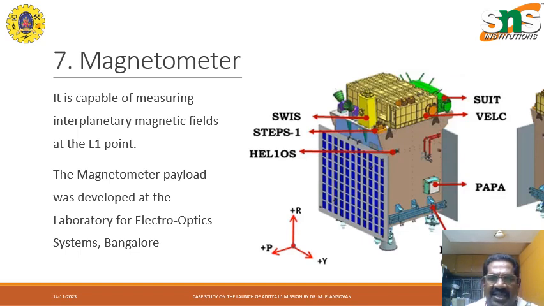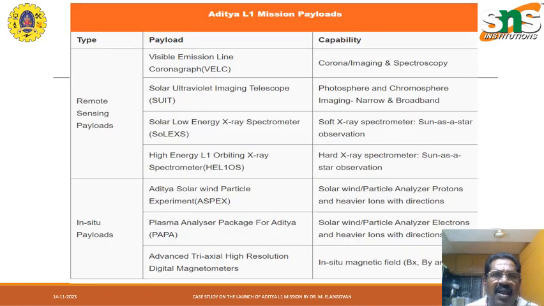All these are the 7 payloads. Now, the payloads can be divided into two. One is remote sensing payloads: the VELC, the SUIT, and the SOLEX, as well as the Helios. They are all remote sensing payloads. And you have the in situ payloads, or the aspects, PAPA, and the high resolution digital magnetometers, right?